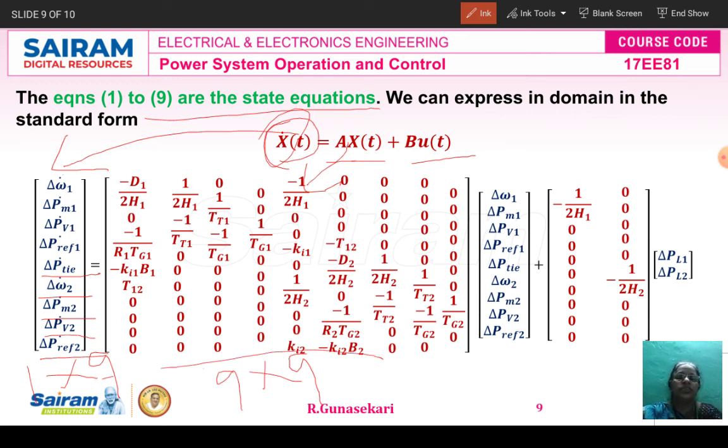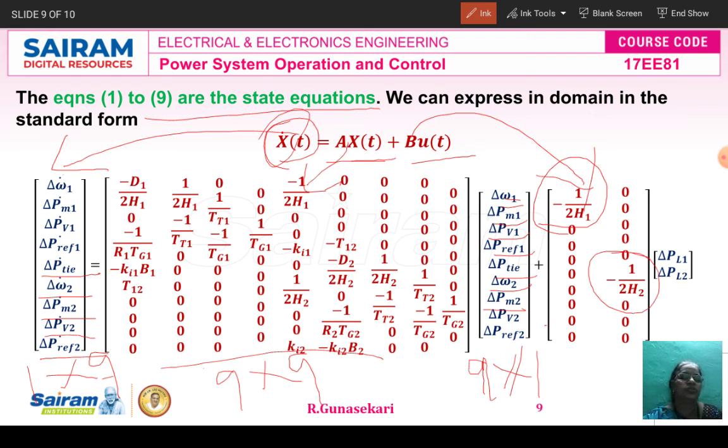The next is x of t. When it is only x of t, you don't put the dot. So this is 1, 2, 3, 4, 5, 6, 7, 8, 9. This is also 9, so this is the 9 into 1 matrix. And then next, plus B. B represents minus 1 divided by 2H1. This is the generator model without Laplace transform. Then minus 1 divided by 2H2. Therefore u of t is nothing but the load, that is delta PL1 and delta PL2.